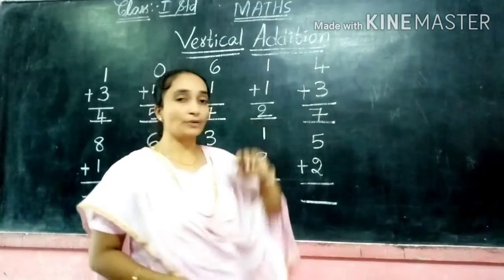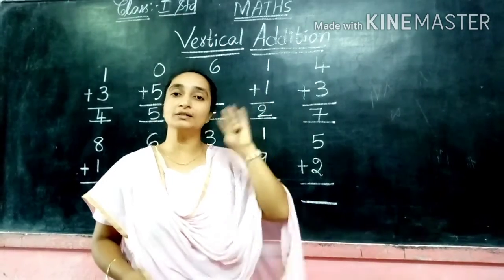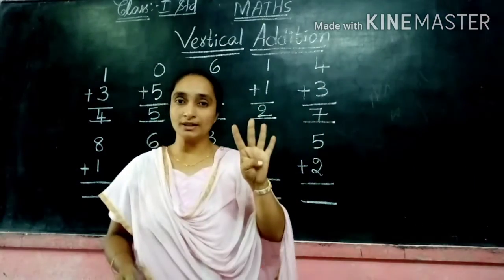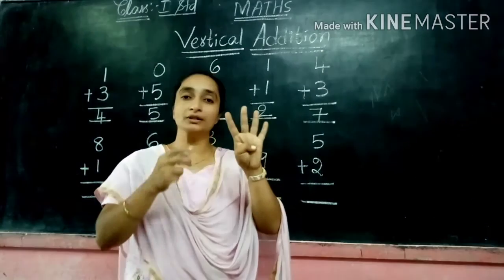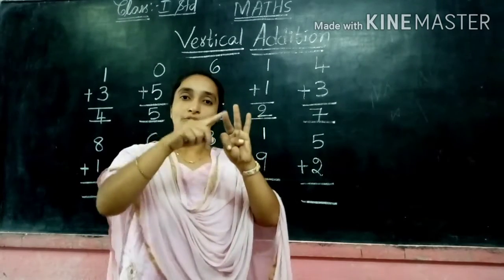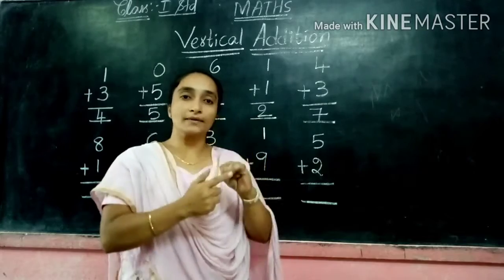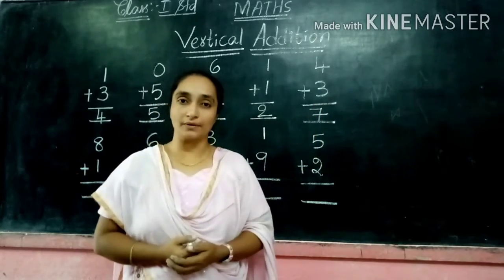So first, how much is the first number? That many fingers we can take, children. Here we have the 4. Take 4 fingers. And the second number is 3. 3 after, we can count, children. 3 after 4: 5, 6, 7. So here we got the answer 7.